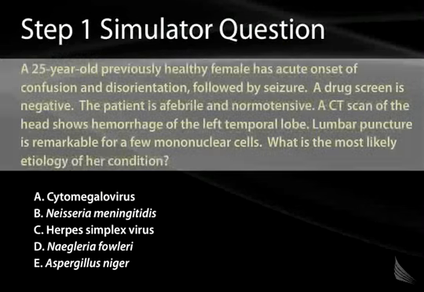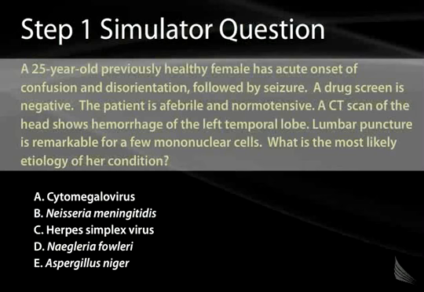Let's do the question. A 25-year-old previously healthy female has acute onset of confusion and disorientation followed by a seizure. A drug screen is negative. The patient is afebrile and normotensive. A CT scan of the head shows hemorrhage of the left temporal lobe. Lumbar puncture is remarkable for a few mononuclear cells. What is the most likely etiology for her condition?